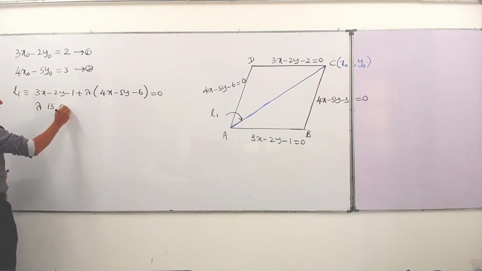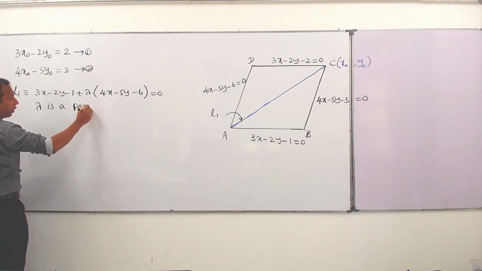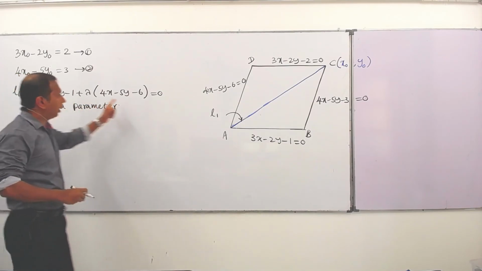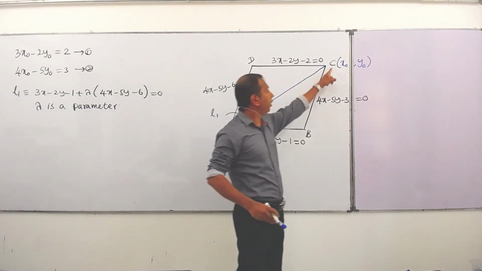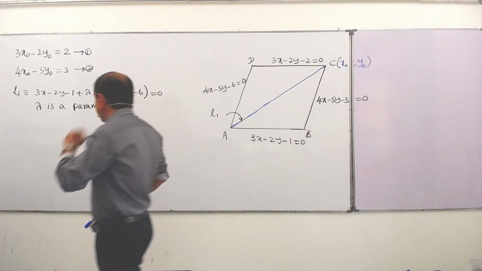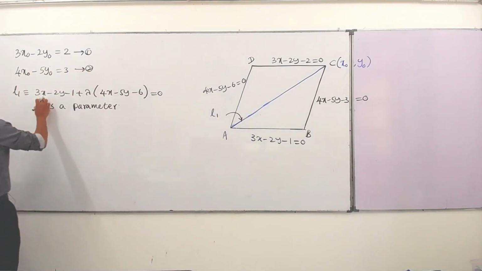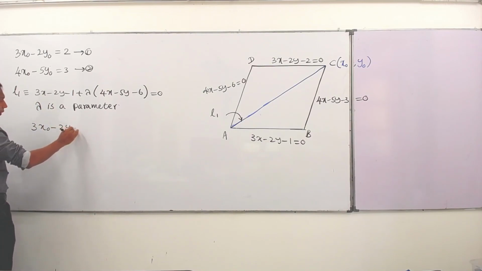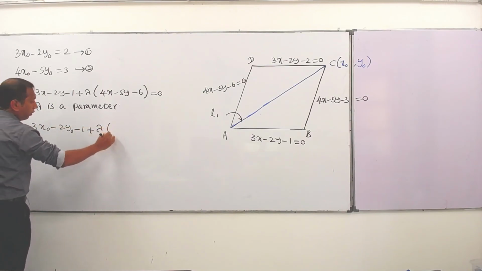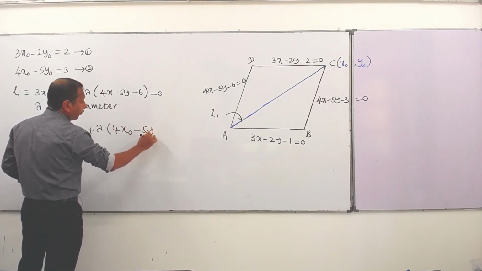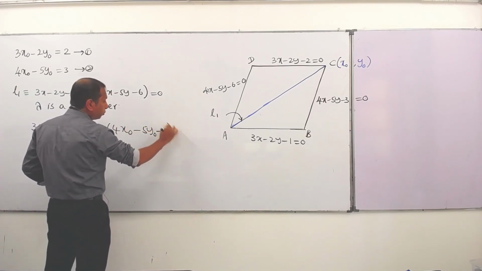What is this lambda? Lambda is a parameter. But this line passes through the point C, therefore x naught, y naught should satisfy this equation. Then we can put x naught, y naught here: 3x naught minus 2y naught minus 1 plus lambda times 4x naught minus 5y naught minus 6 should be equal to 0.